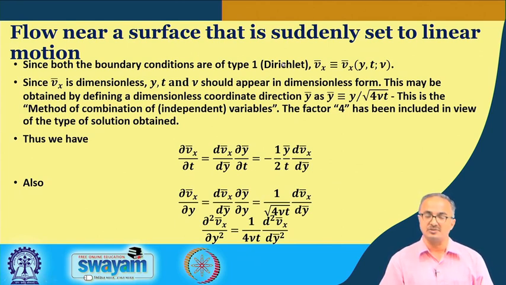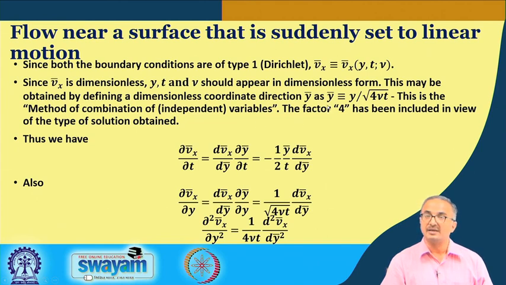Because of this particular situation, we find that this Vx is dimensionless, and then y, t and nu should appear in a dimensionless form. And you can see that if we define a new coordinate y over bar, we can put it this way: y divided by under root 4 nu t. Now, this particular way of defining non-dimensional numbers in terms of the variables which are appearing within the equation is called the method of combination of variables, and in this case all the variables happen to be independent.